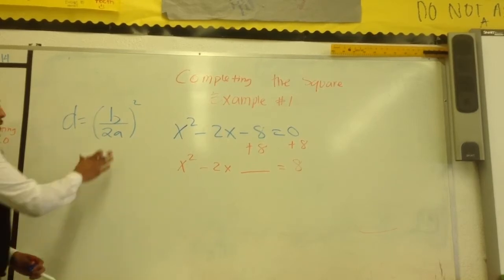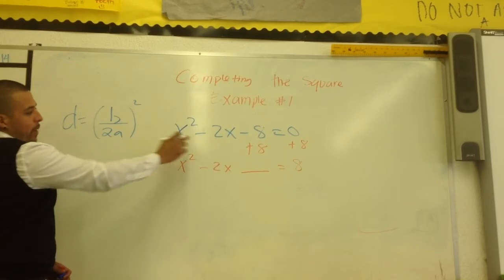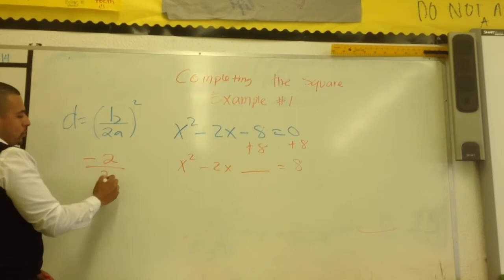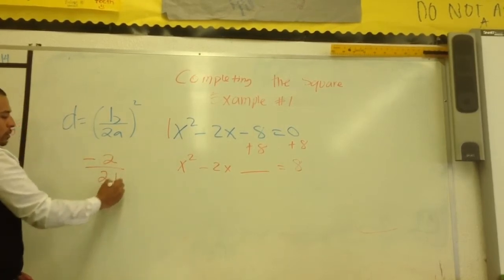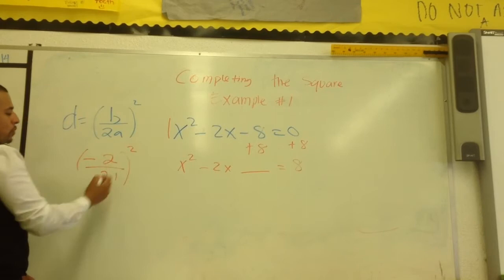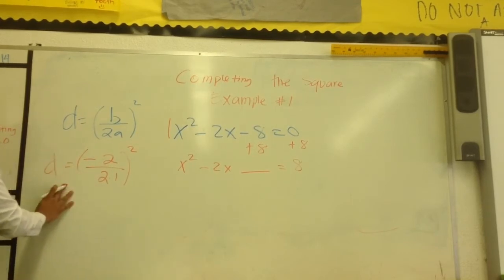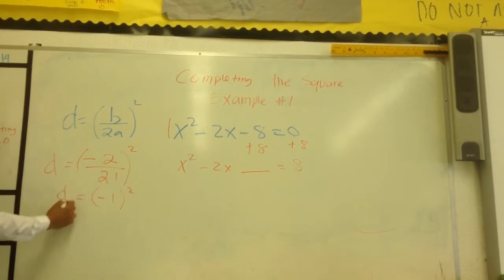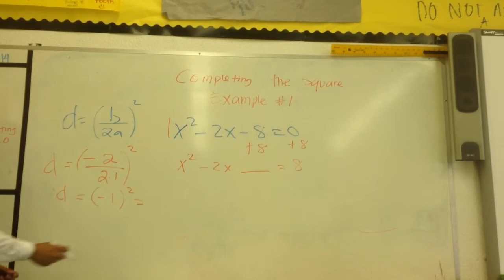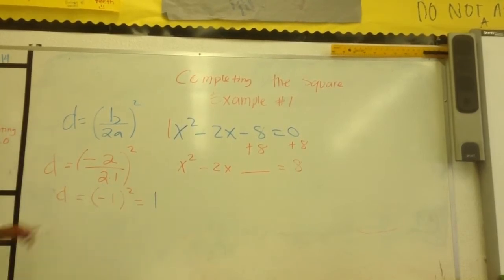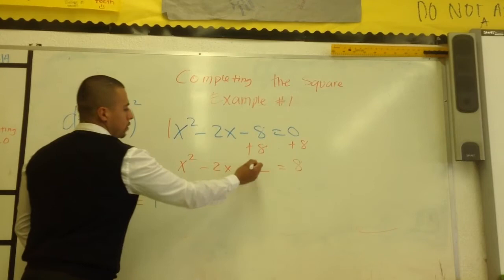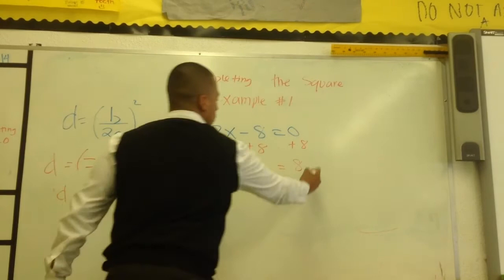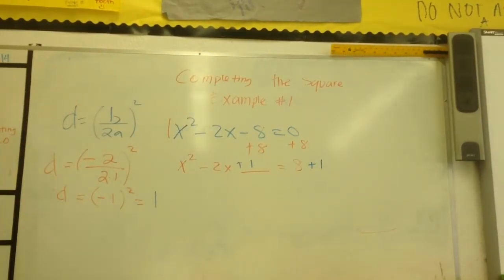So I'm going to calculate the D value right now. That means I'm going to have negative 2 divided by 2 times A, but A is just 1. Then all of it squared. 1 squared. So this is really negative 1 squared. But what is this the same thing as? Positive 1. Okay, so D is positive 1. So if I add 1 to that side, I also need to add 1 to the other side. Awesome. Any questions so far?